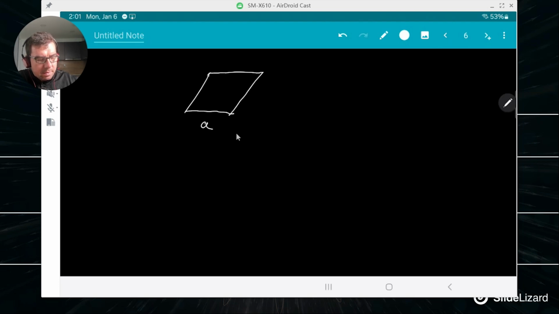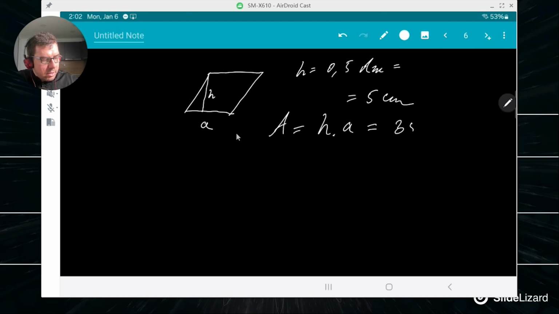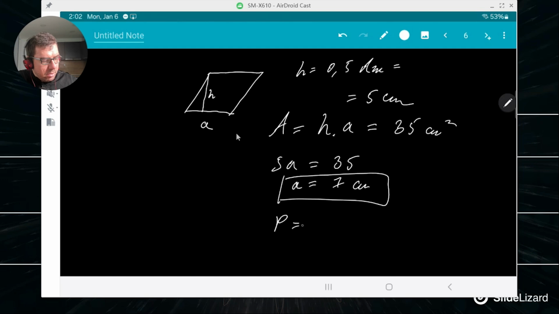This is the side A, height H, H equals 0.5 decimeters, which is the same as 5 centimeters. And the area, which is H times A, equals 35 centimeters squared. So if I plug in the value for H, I get 5A equals 35, A equals 7 centimeters. So the perimeter, which is 4 times A, will be 28 centimeters, which is the same as 2.8 decimeters. Okay, and that's the answer.